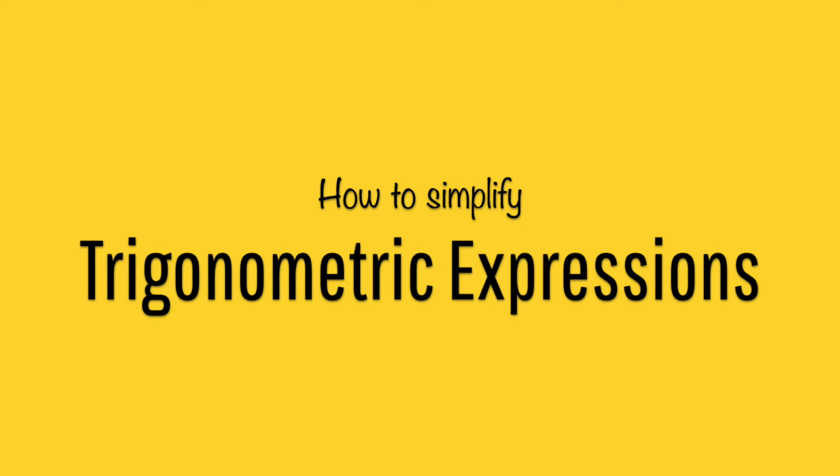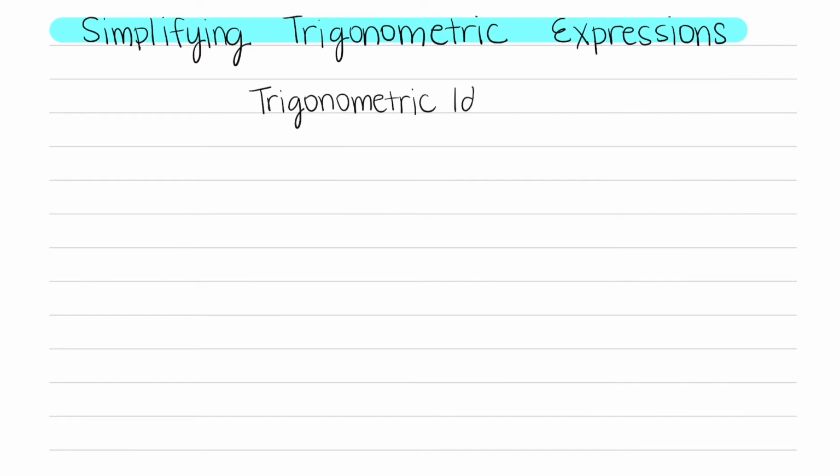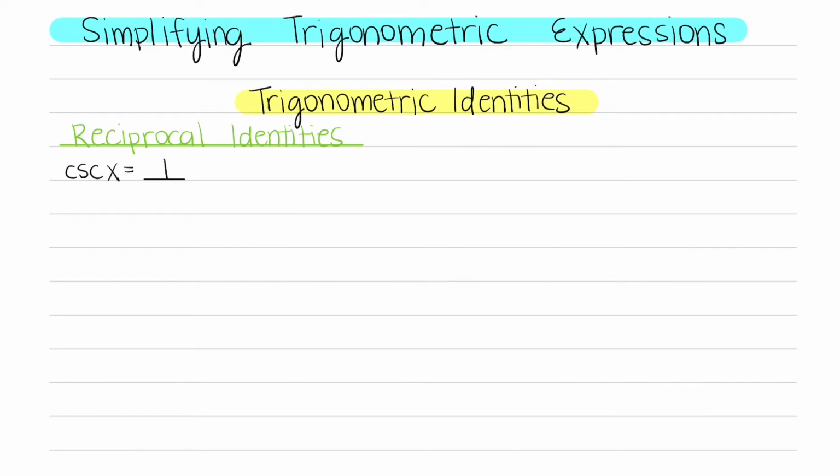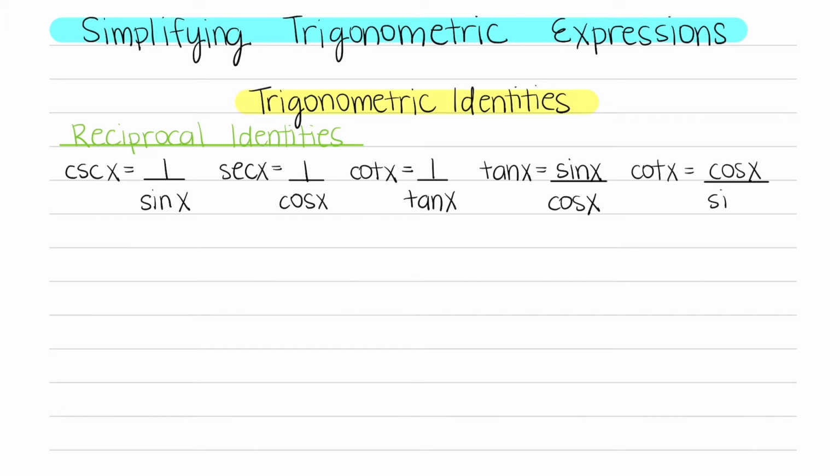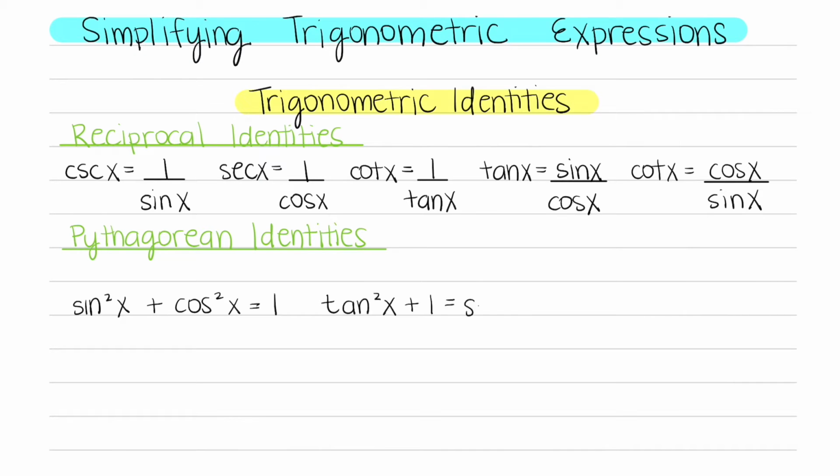In this video, I'm going to show you how to simplify trigonometric expressions. So below, here are some trig identities. We have our reciprocal identities, and we have our Pythagorean identities. These formulas are going to be useful to help us simplify.